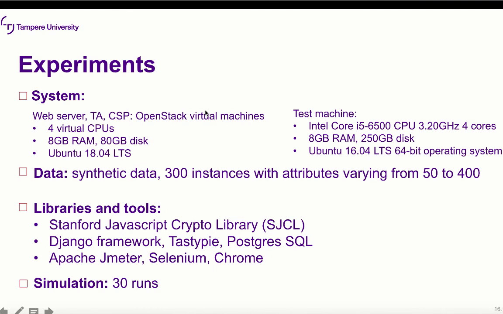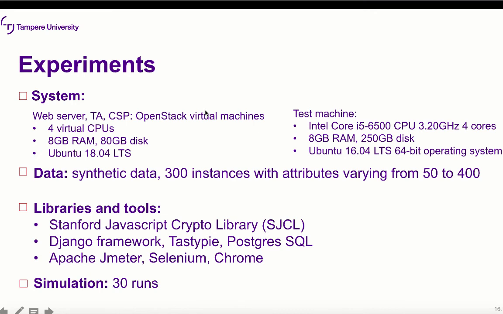In order to conduct the experiment, we set up 3 separate virtual machines in OpenStack Cloud for 3 components. The web server will serve the services for users to upload and search files, the trusted authority, and the CSB. All the machines have the same configuration with 4 virtual CPUs, 8 GB RAM, 80 GB disk, and Ubuntu 18 as the operating system. Additionally, we have a test machine with a 4-core CPU, 8 GB RAM, 250 GB disk, and Ubuntu system. This test machine is to automatically generate the requests sent to the web server.